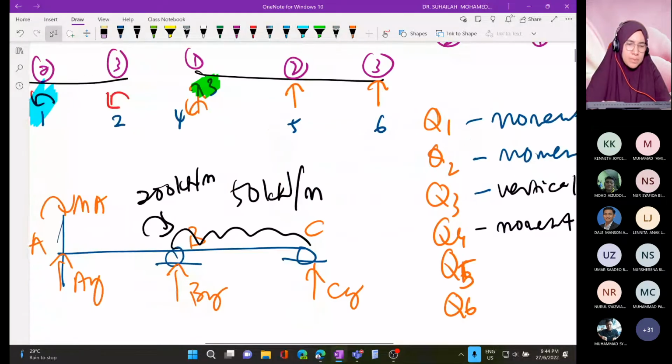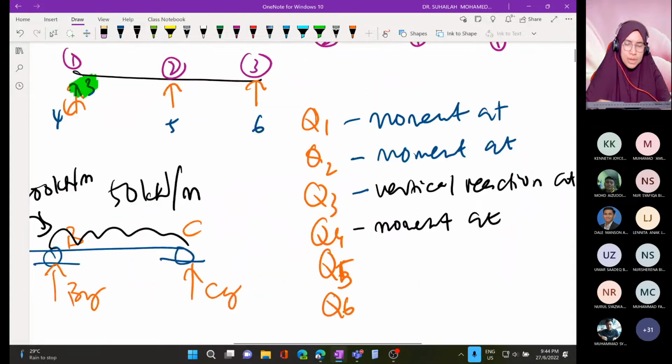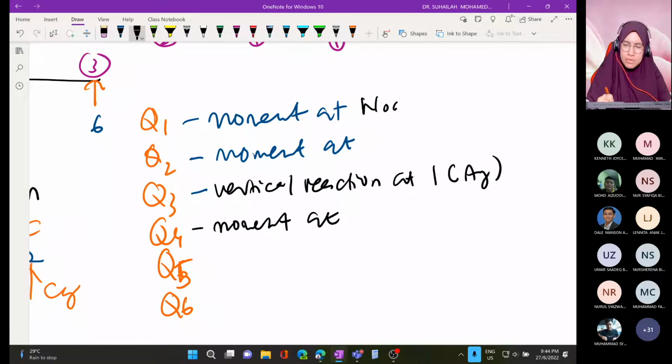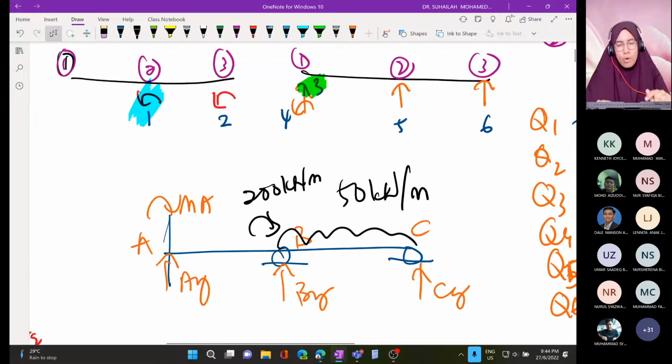Moment at... dia letak note ni nanti confuse. Sekejap. Moment at ni bukan 1 and 2. Betul lah tadi 2 tu. Note letak sini, note confuse. Sini note 2, ni note 3. Okay. So 1 tu moment at node number 2. 2 tu moment at node number 3.